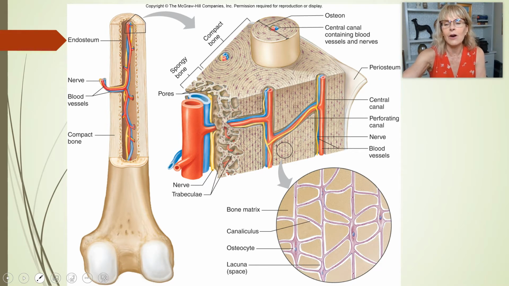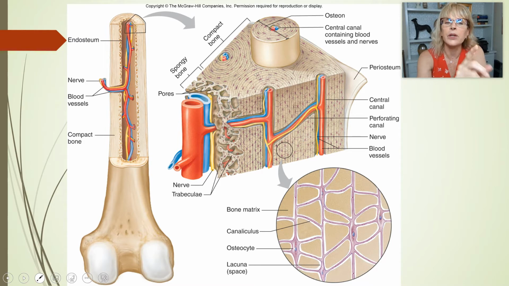And their skinny little arms reach through that matrix. So if there's ever a crack in the bone, those skinny little arms are going to sense it, and they're going to go, okay, we better fix that. Then they will send out a call that will attract osteoclasts to that region of bone. Those osteoclasts are going to chew up the damaged matrix, take it away, and then new osteoblasts will come in and rebuild things.